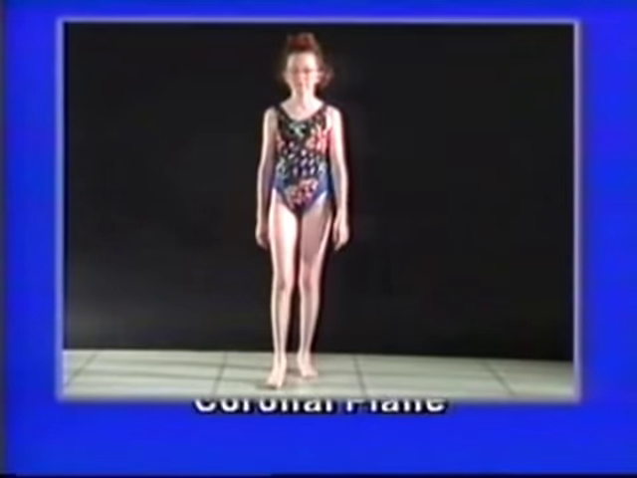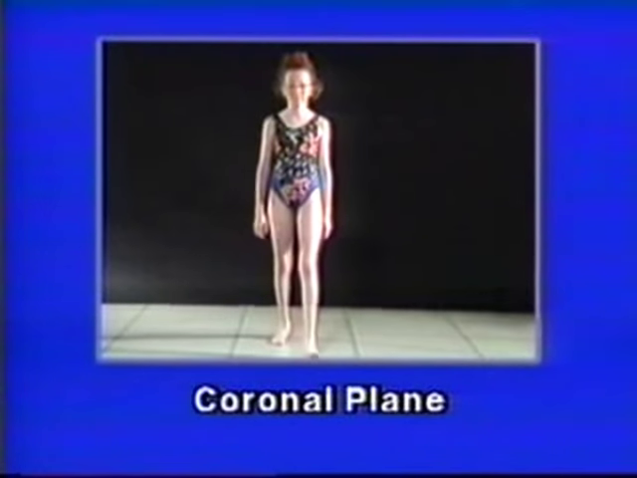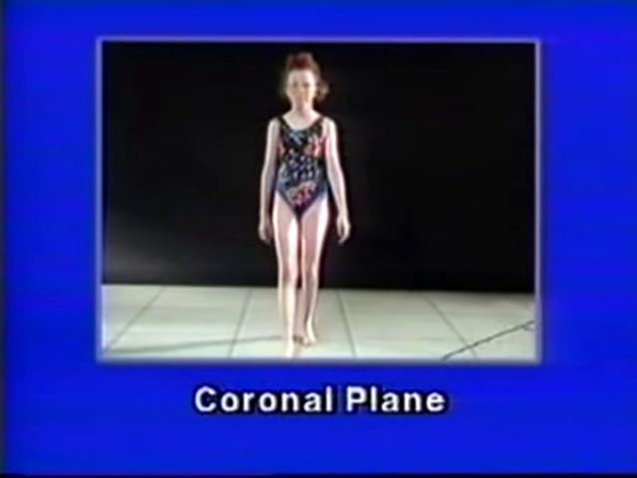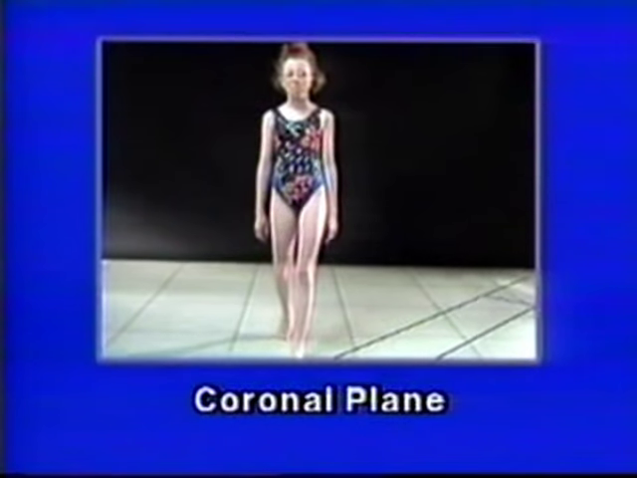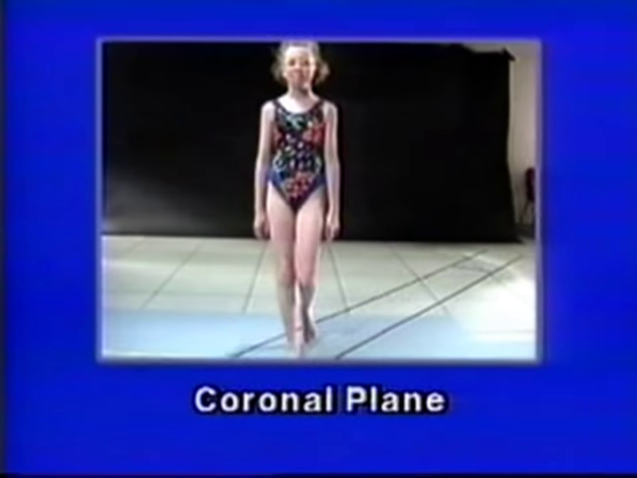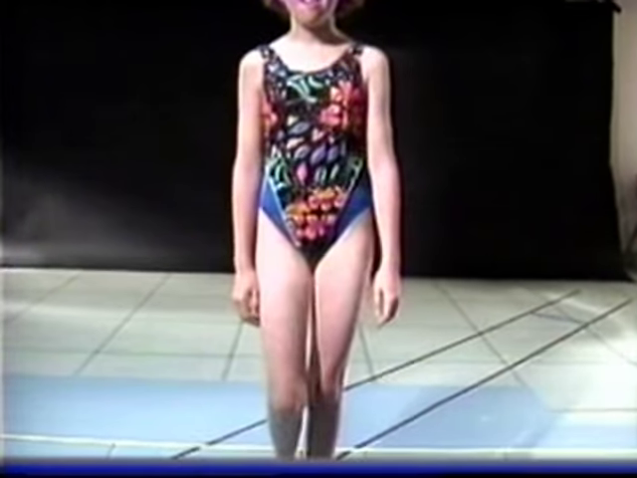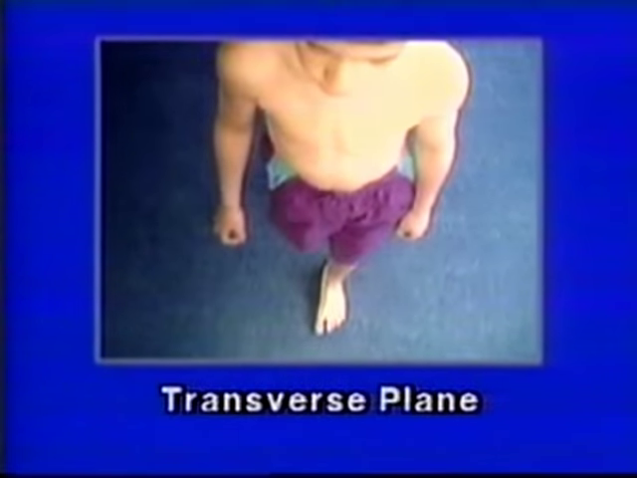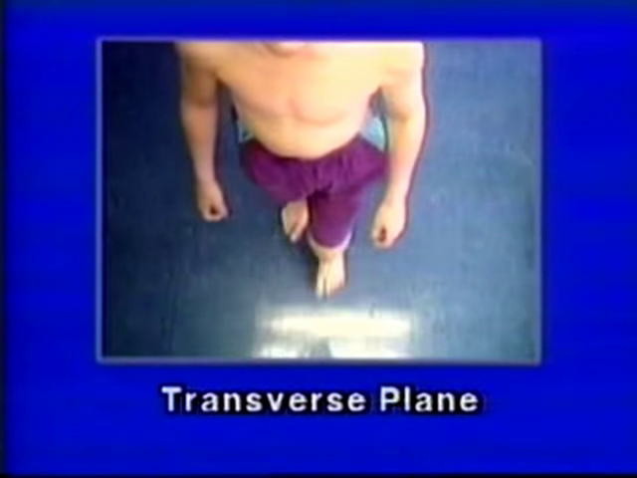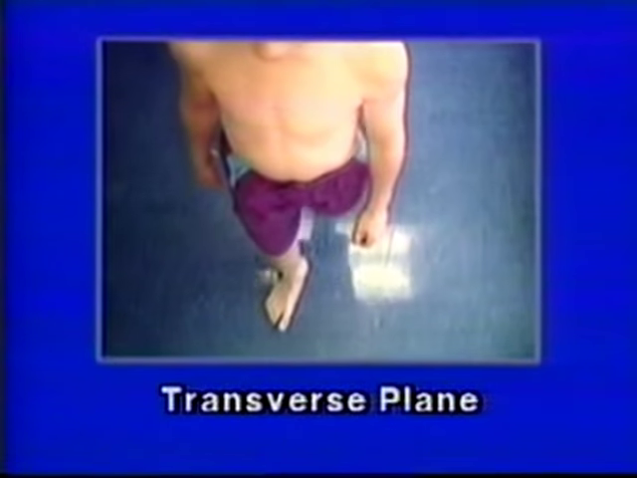Coronal plane is the view seen when someone is walking towards or away from you. In this plane, viewing of abduction and adduction of the hip and pelvic obliquity are best observed. Transverse plane is the view from above or below, showing rotational position of the limbs.